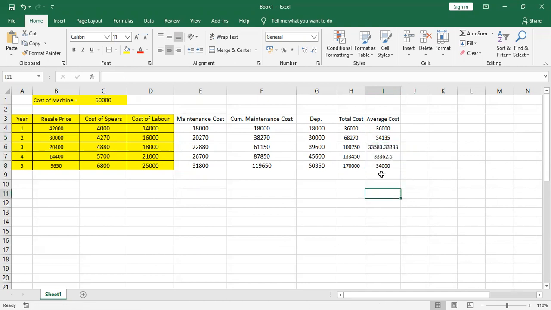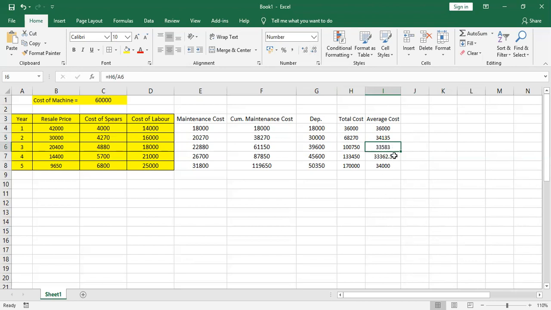Now you can see the average cost for the first year. If you continue that machine for only 1 year, you have to spend 36,000 rupees per year, right? If we're talking about, if you carry forward that machine for 2 years, the average cost comes down, that is what? It is 34,135. So it reduced. So it is beneficial for us to continue this machine for 2 years. If we're talking about 3 years, again it goes down, right? The cost of the machine is reduced, right?